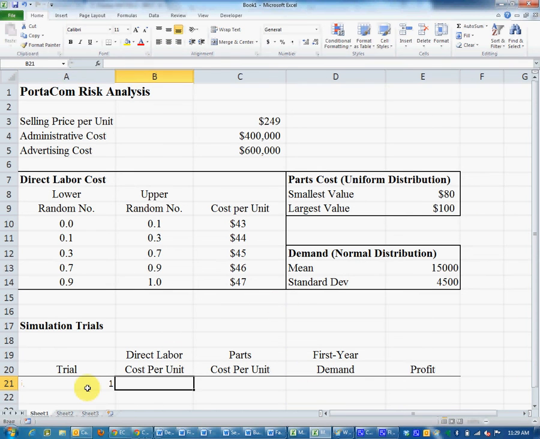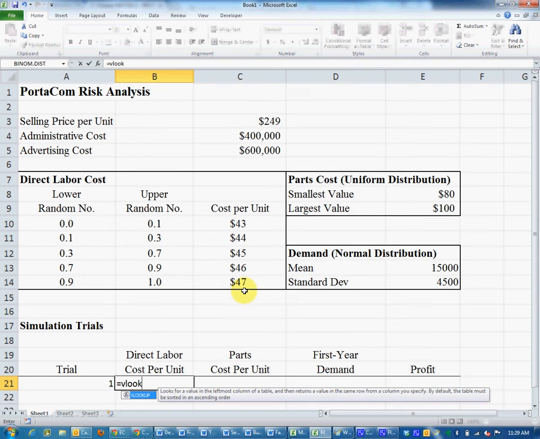Okay, so let's get down to our actual trials now. That's always the easiest column. We'll just start with trial 1. The first thing we're going to do is the direct labor cost per unit. We're going to use all of this data here, and Excel is going to give us a number for it. And it's going to have to be random. I wouldn't expect you guys to figure this one out on your own, since it was difficult enough for me to do it. So I did VLOOKUP.